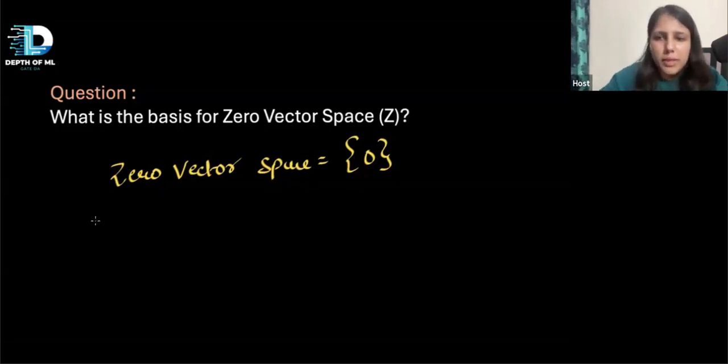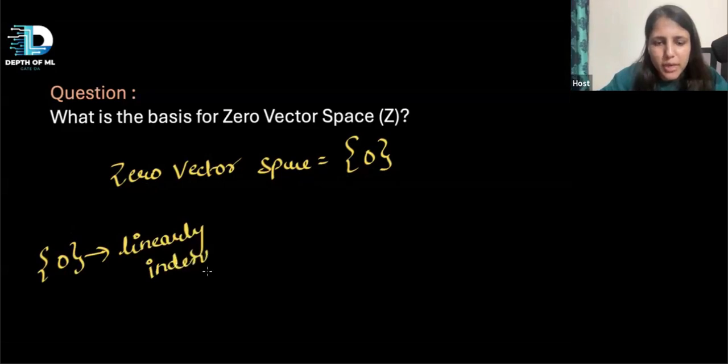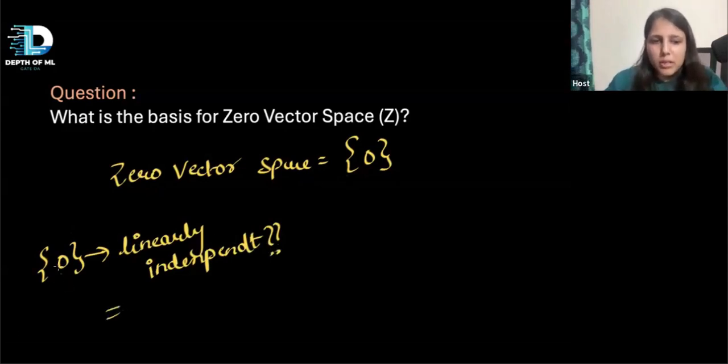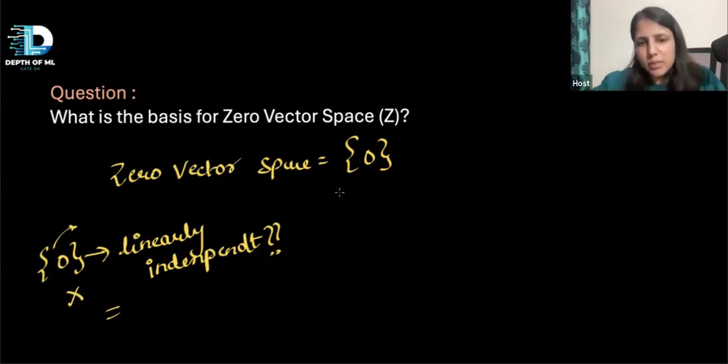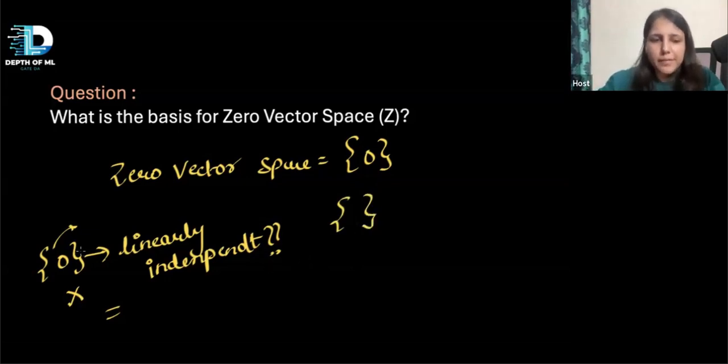Somebody said, if this is there, is this linearly independent? A basis only contains linearly independent vectors, right? Can I take this zero vector in the basis of the zero vector space? Yes or no? No, right? So 0 is not in the basis of the zero vector space. So what will be the basis of this? It will be just an empty set. By definition, the zero vector is linearly dependent, so we can't take it. So it's just the empty set.